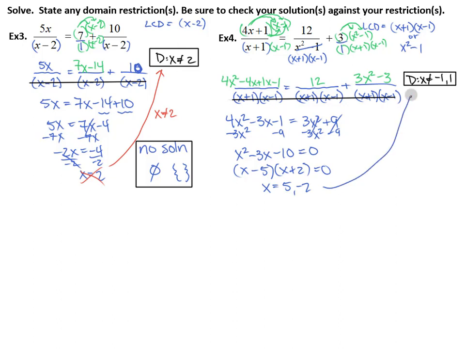Now let's check them both versus our domain restriction. Neither one is a restricted value. So what that means is we actually do have two solutions, positive 5 and negative 2. Both of those, if I can box this in, make this equation true.